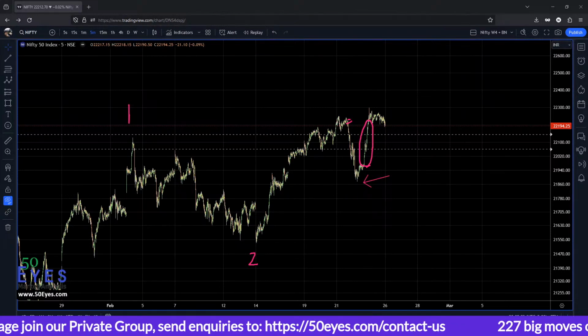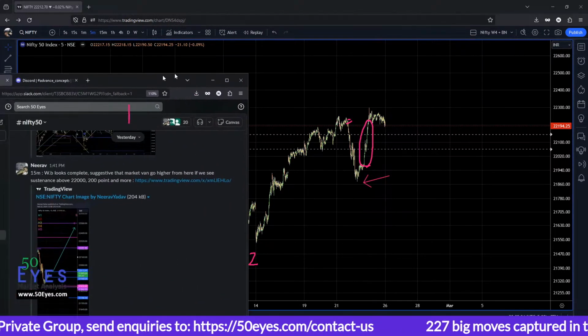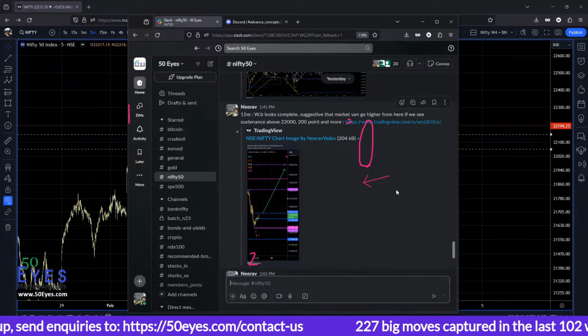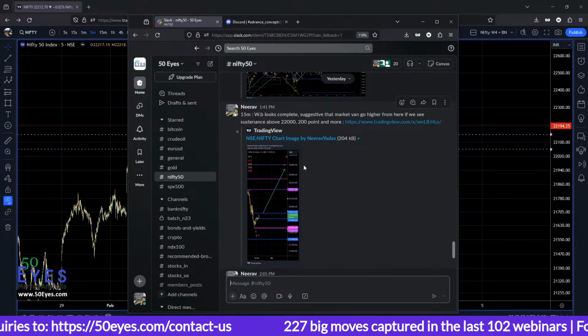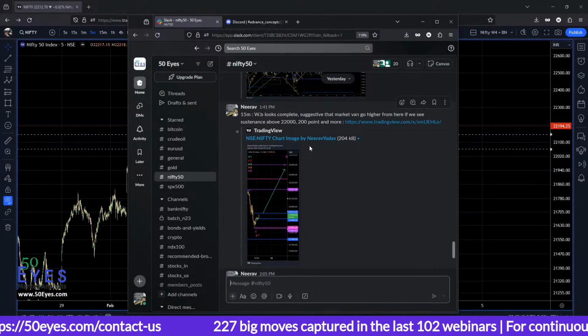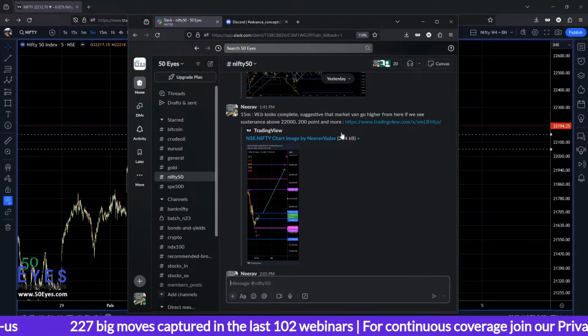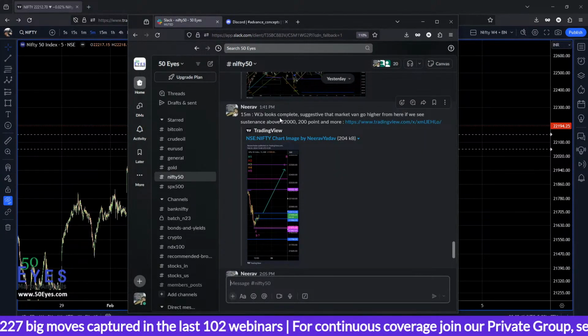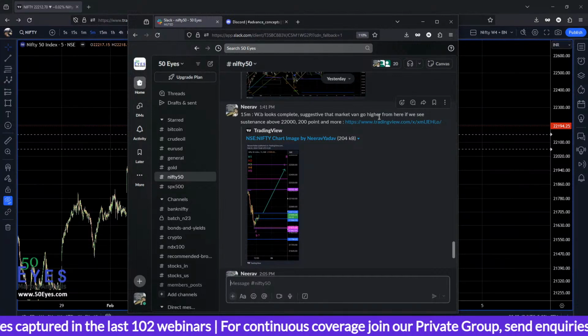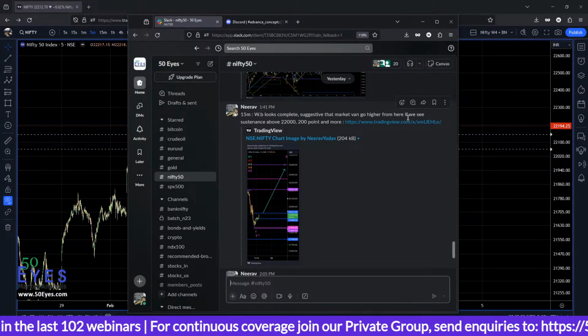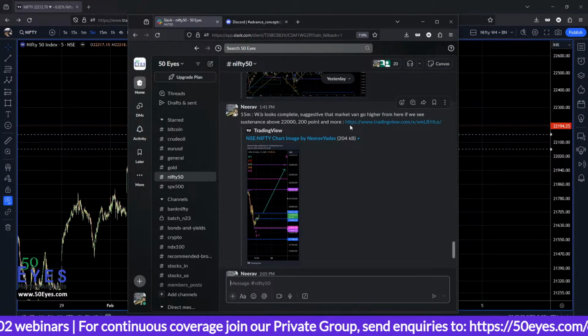Yeah, there it is. So this was posted at 1:41 p.m. yesterday, that is Thursday, which was the expiry for Nifty contracts, in the Nifty 50 channel, of course. And the idea was: Wave looks complete, suggesting that market can go higher if we see resistance above 22,200 points or more.